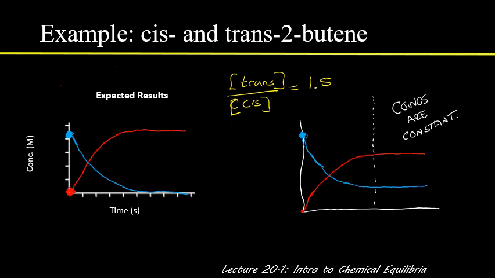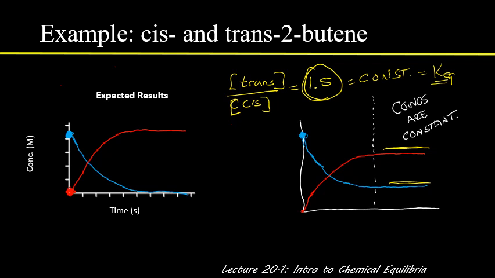We could double the concentration of the trans molecules. We could double the concentration of the cis molecules. We could make the container larger, make the container smaller. Doesn't matter what we do. Every time we run this experiment, it ultimately plateaus like this, right? In such a way that the ratio of these concentrations is always 1.5. And so this ratio of concentrations is a constant. And we call that constant an equilibrium constant with the symbol K sub EQ.